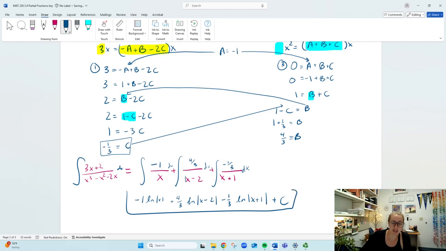So we took this seemingly impossible problem, we broke it into parts, and then we took the integral of each part. That is why this is called partial fractions, because we write each part as a fraction.